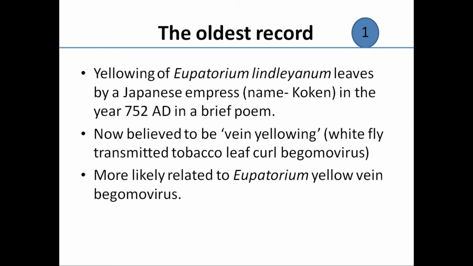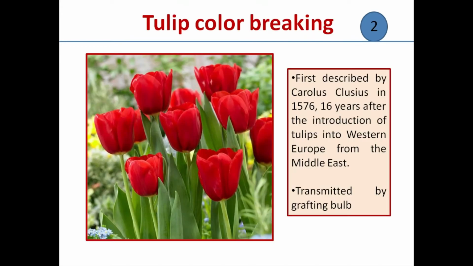Now this yellowing is believed to be vein yellowing disease, which is whitefly transmitted, and this disease is more likely related to eupatorium yellow vein begomovirus. Now the second record of a plant virus disease is tulip color breaking, the famous tulip color breaking disease. It was first described by Carolus Clusius in 1576, only 16 years after the introduction of tulips into Western Europe from the Middle East.